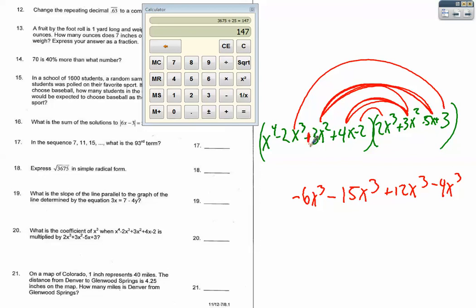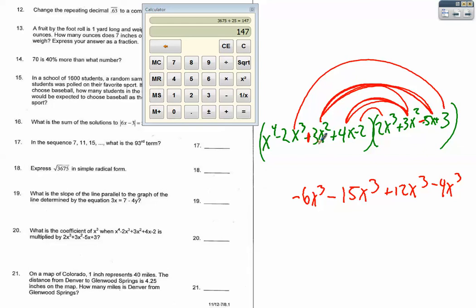I'm sure at home you're yelling at me, missing that. So positive 3x squared times negative 5x. Oh, I did write it right. Let me just double check. So negative 2x to the third times positive 3 is negative 6. All right, that checks out. This is positive 3x squared. So positive 3x squared times negative 5x is negative 15x to the third.